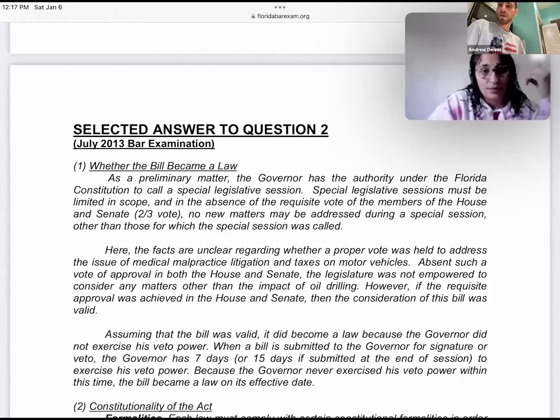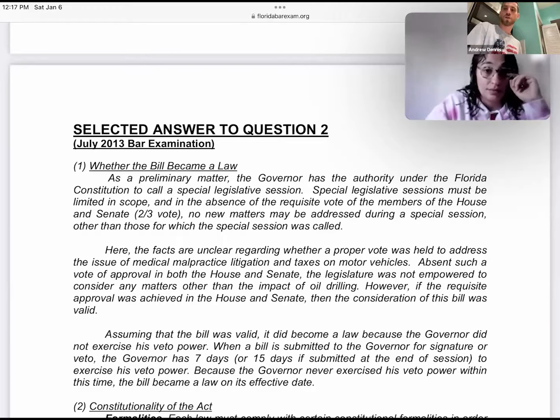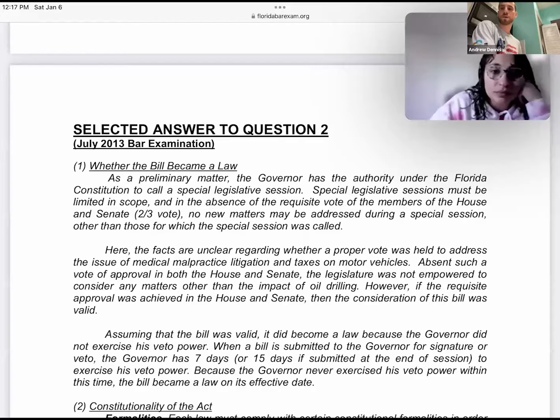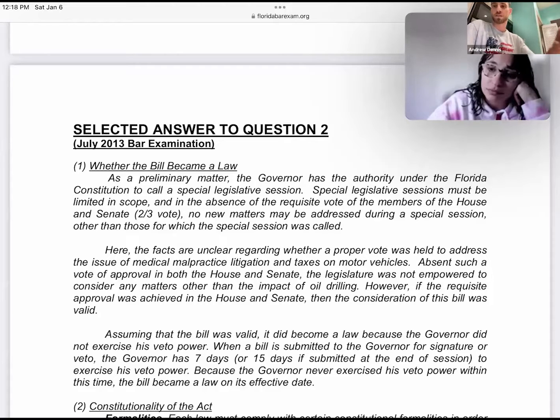As a preliminary matter, the governor has the authority under the Florida Constitution to call a special legislative session. Special legislative sessions must be limited in scope. In the absence of the requisite vote of members of the House and Senate, 2/3 vote, no new matters may be addressed during a special session other than those for which the special session was called. So the governor can call a special legislative session. It's got to be about one thing and one thing only, unless 2/3 vote from each house to talk about something different. Here, the facts are unclear.